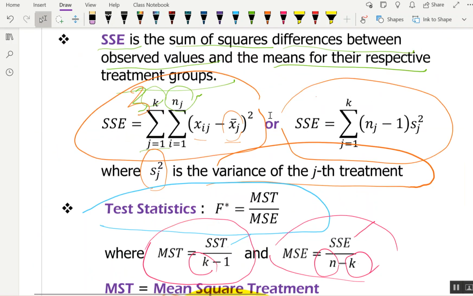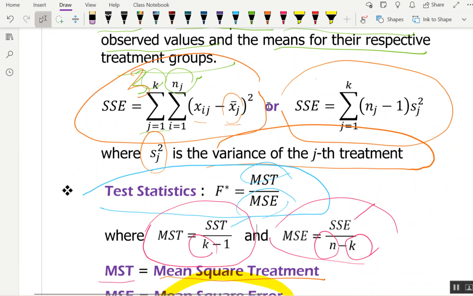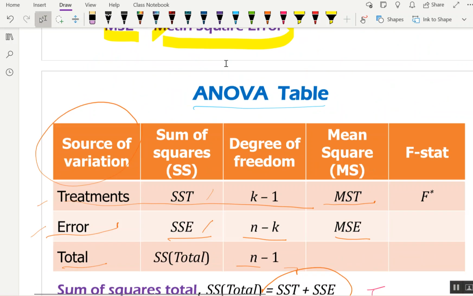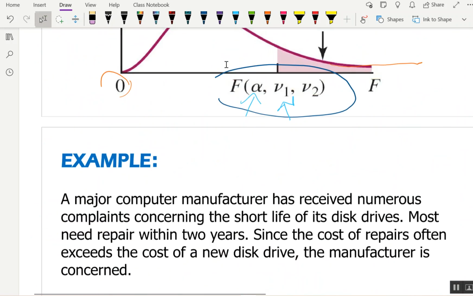Okay, we go back to this slide. This is your MST and MSE, numerator and denominator. Each of them, SST and SSE, has its own degree of freedom. For SST, it is K minus 1, and for SSE, it is N minus K. So the degree of freedom for the numerator is K minus 1 and for the denominator is N minus K. After we have all those values, we just read from this F table.